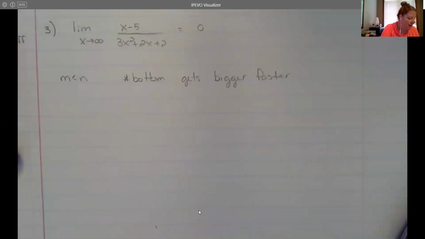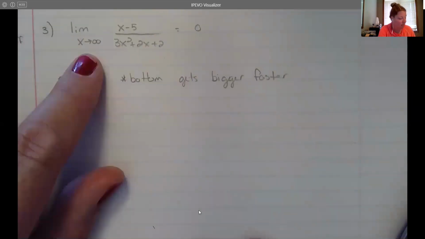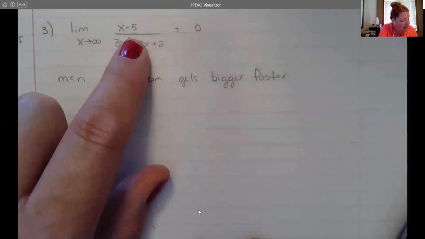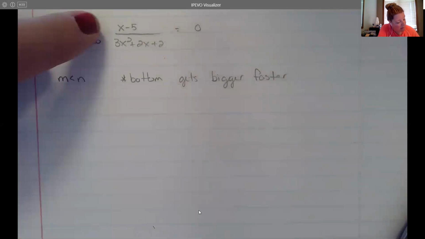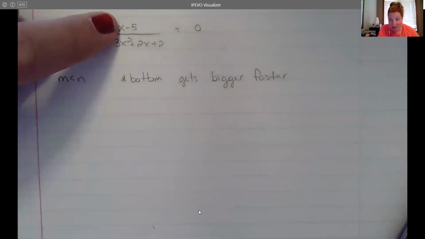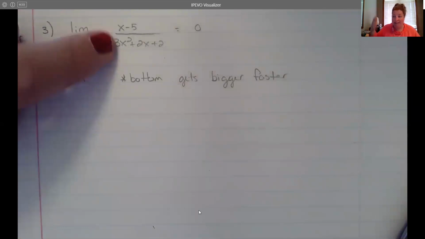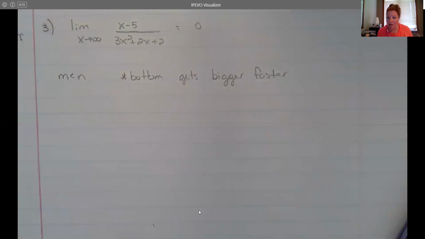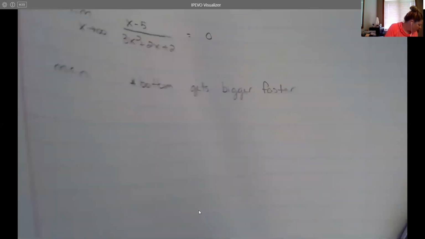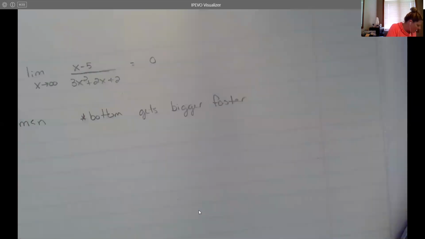All right, let's look at this one. If we're doing the limit as we approach infinity of x minus 5 over all this, we really are looking at that highest exponent on both, which is x over a square. So if we look at that, the bottom is getting bigger faster. What does that mean? It means you're going to 0. Okay, the bottom's getting bigger faster, so we're going to 0.